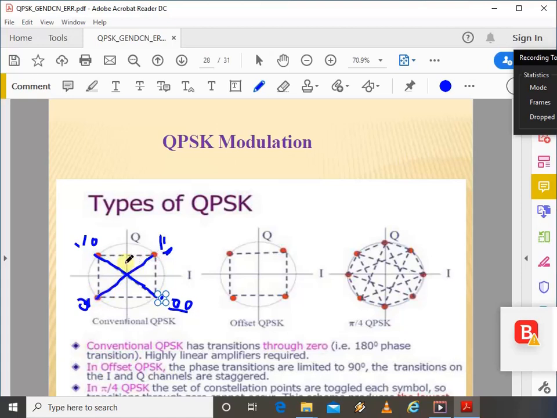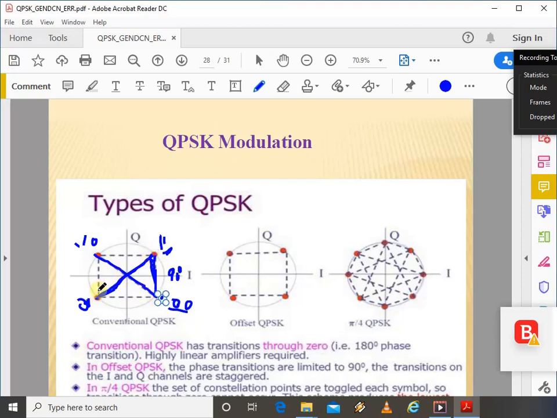Whenever the phase shift is, let me say, 90 degrees, it is an abrupt phase change of 90 degrees. When the dibit changes from 00 to 11, the phase shift is only 90 degrees. But if the next dibit after 11 is 01, then a phase shift of 180 degrees will take place in the QPSK signal.